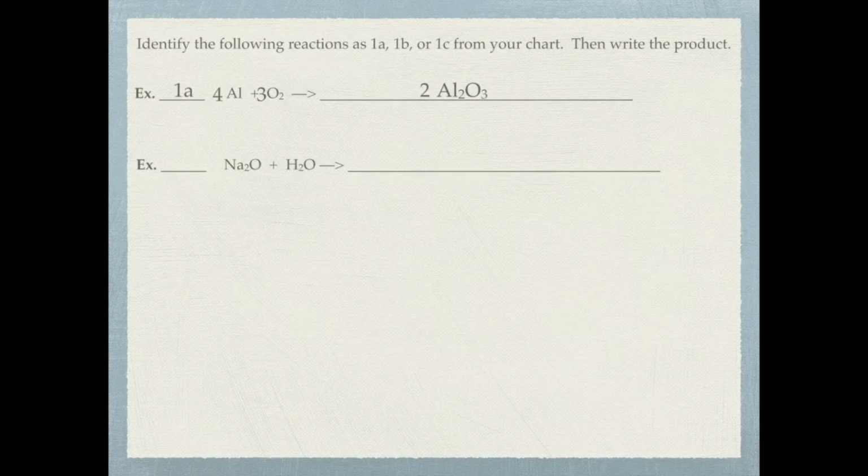I've got a metal oxide, sodium oxide, reacting with water. And so this is going to be a 1B. Now, I'm going to be making a base here. Remember, your base is your metal and hydroxide forming a compound. So my metal is sodium, Na. It's going to form a compound with hydroxide. Na has a +1 charge, hydroxide has a -1 charge, so the formula is NaOH.